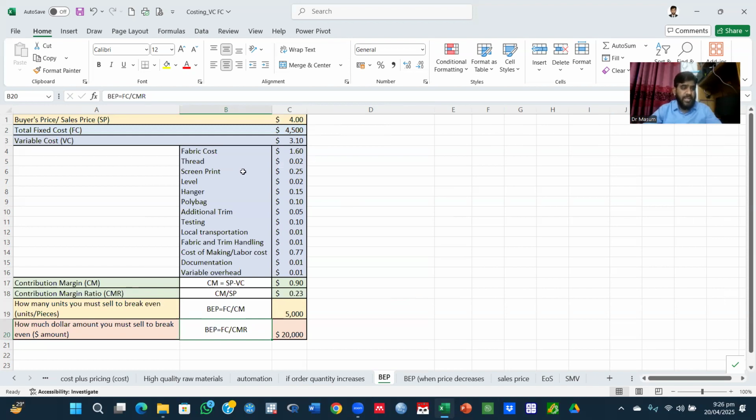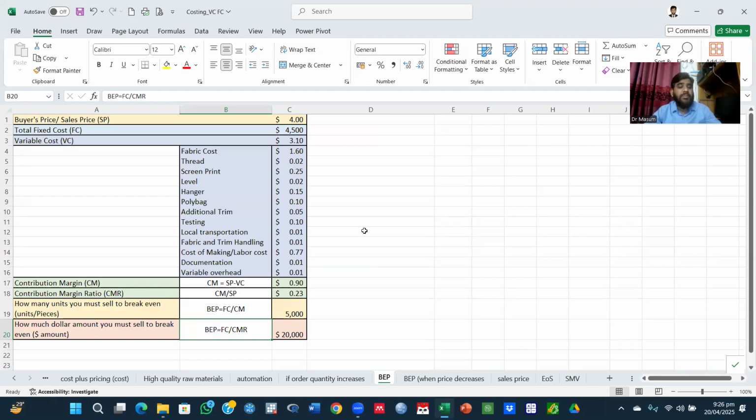So what is break-even point? Break-even point means the price at which your total cost and total sales are equal. That means you do not have any profit. It is known as the break-even point.